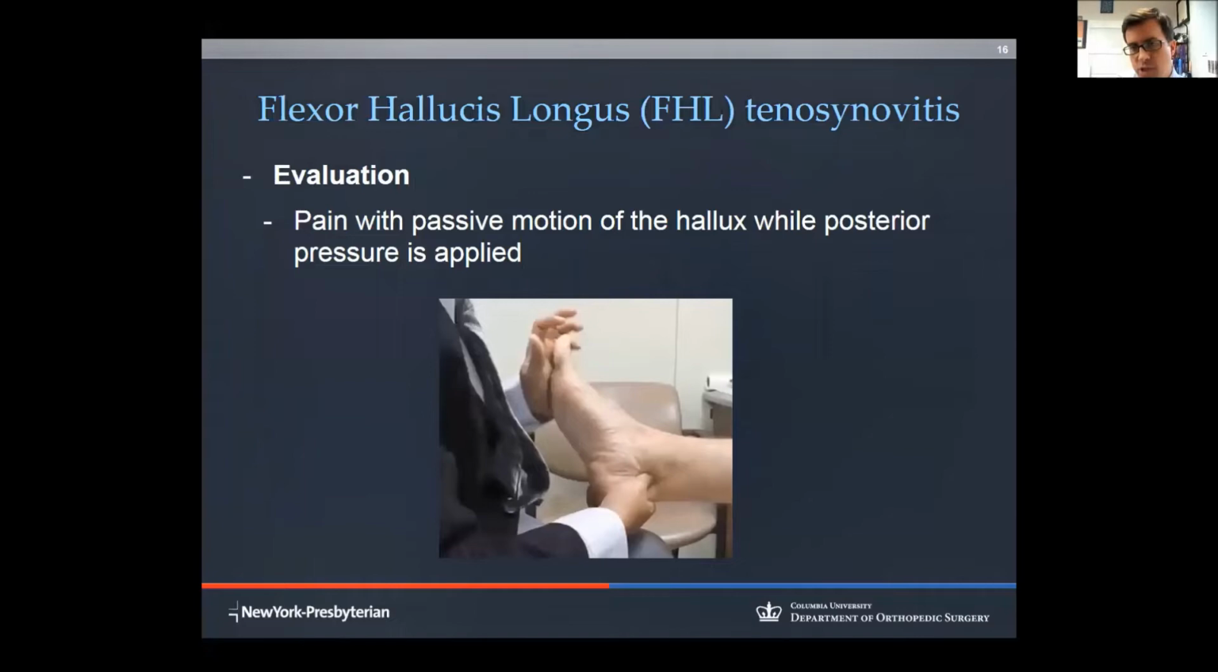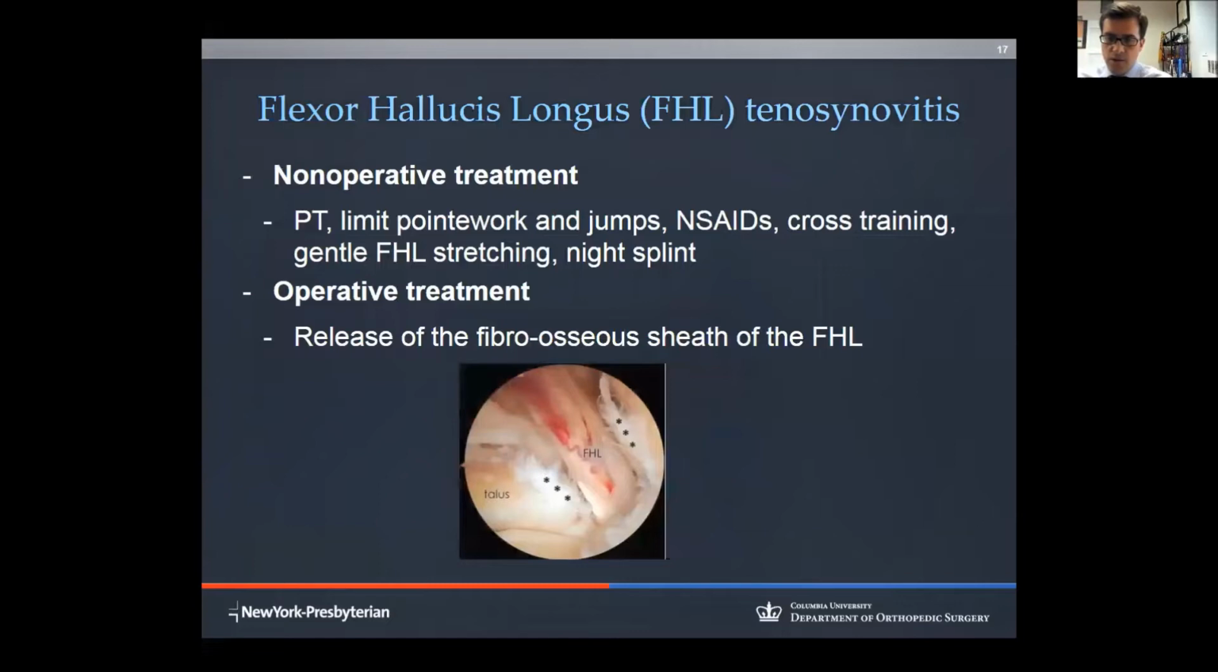Non-operative treatment, the main thing to note here, because there are a lot of similar themes with the non-operative treatment, is that you want to limit pointe work and jumps, which put a lot of stress on the FHL. From an operative standpoint, it's basically release of the fibro-osseous sheath that contains the FHL, which is demonstrated nicely here with this rather injected looking FHL. And then you've got the sheath that's been released here on both sides.